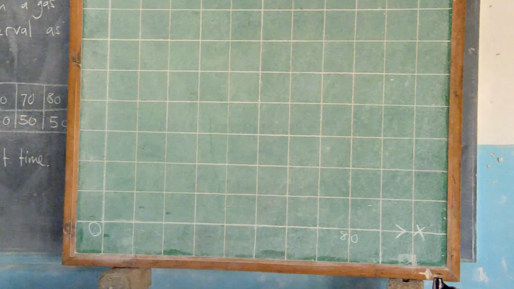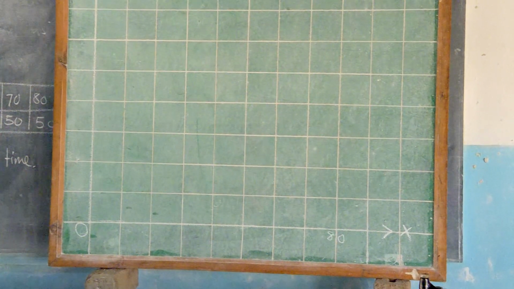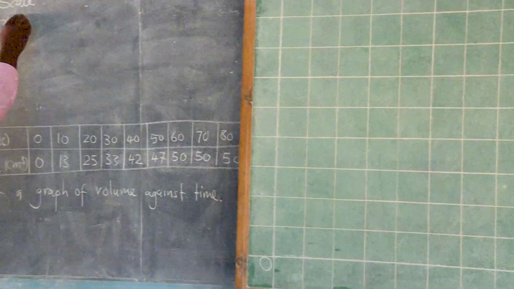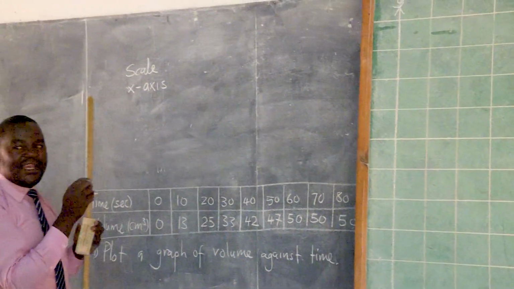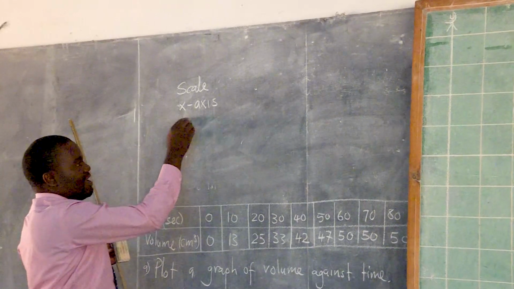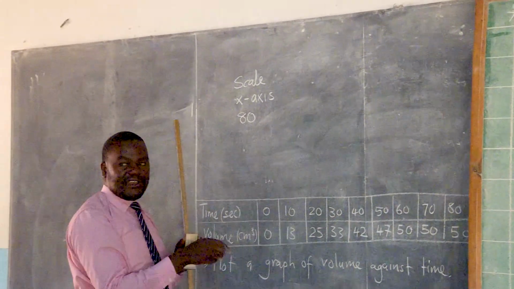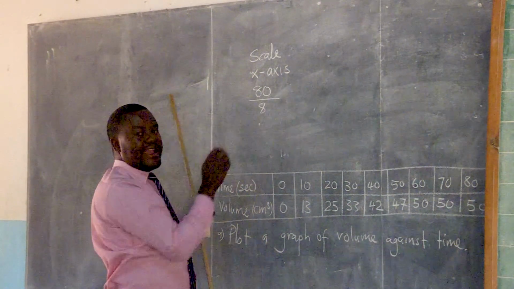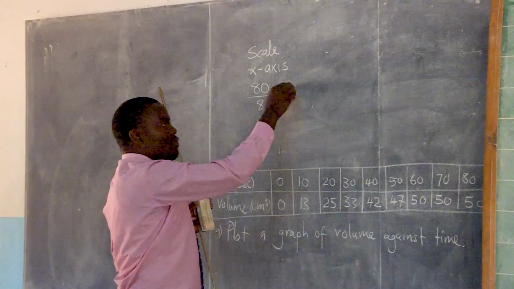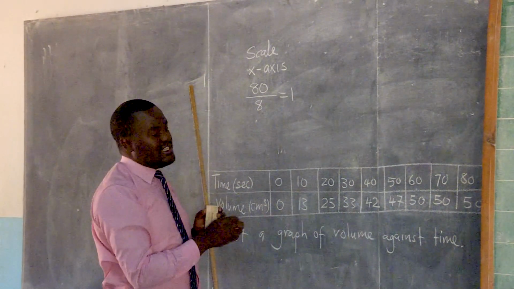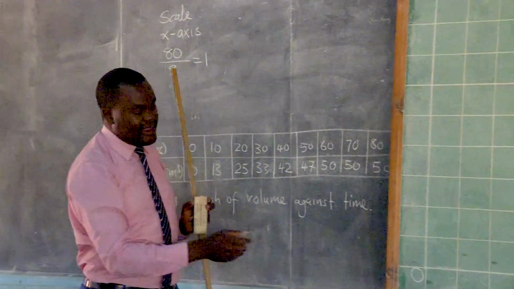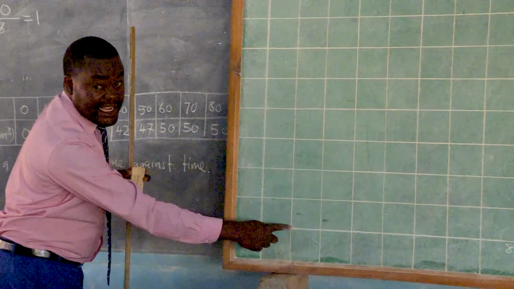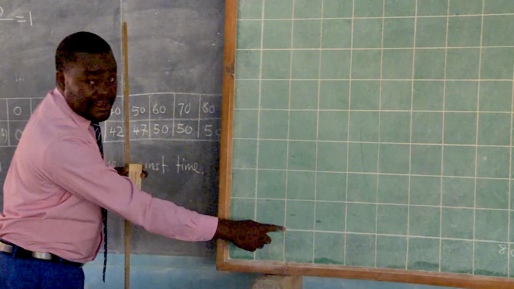You've left it. So now, what we are doing is we are trying to come up with a scale. So along the x-axis, what is the biggest number that we have? The biggest number that we have is 80. How many boxes have we left on our graph there? We have left 8. So 80 divided by 8 is going to give you 1. What does it mean? It means that on your graph, this box, which is a 2 by 2 there, represents 1 unit.